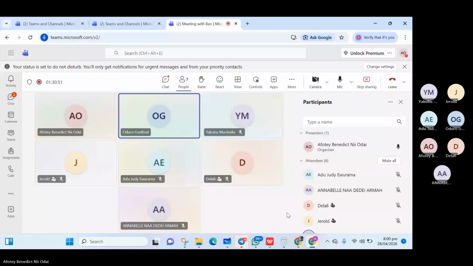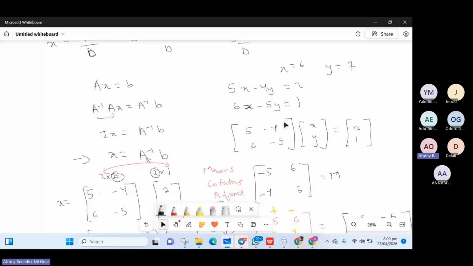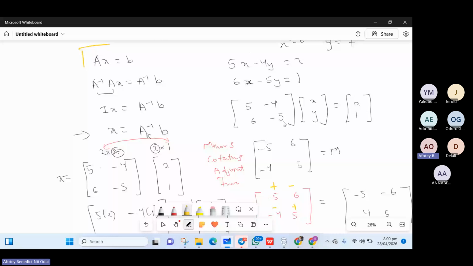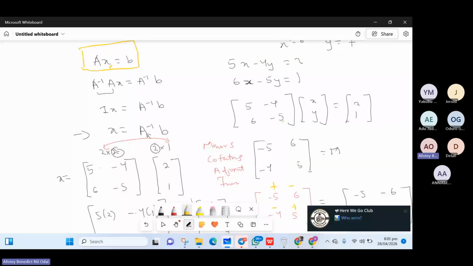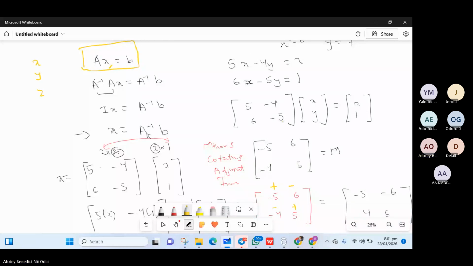So, let me use my yellow pen. So this is the equation that we have, right? And we basically want to find X, and X is not just any X, but X is actually a matrix, right? So X is basically x, y, and z. But in this 2 by 2 matrix case, X is just x and y.